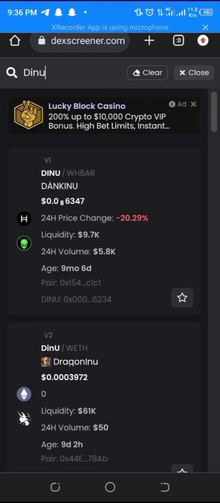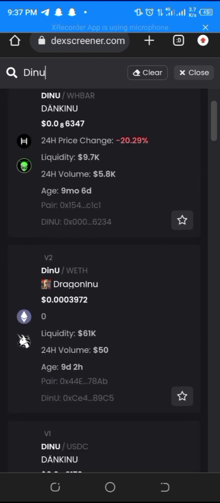The first way is when you come to Dexscreener here and type it. The pair will be the name of the coin of a specific blockchain, and the logo. Those are the two ways. Now, how do I know that this first Dino, which is Dankinu, is on Hedera? Because it is paired with WHBAR, which is the Hedera coin, right? And the logo is the logo of the Hedera blockchain, right?